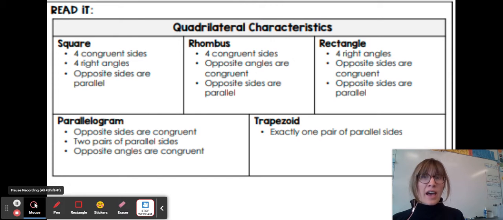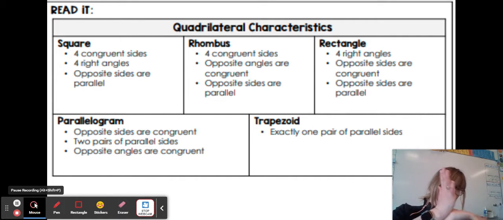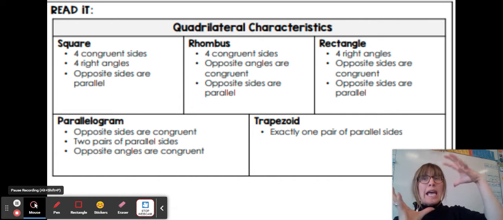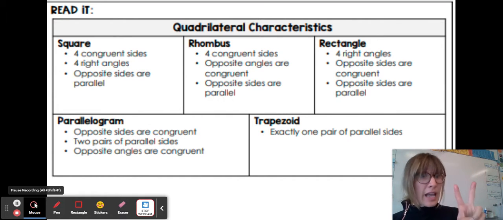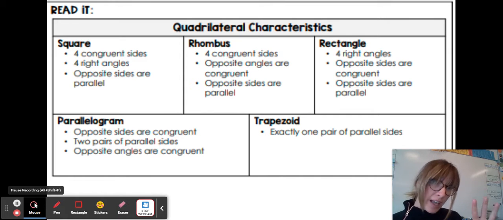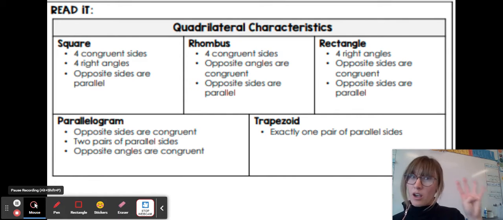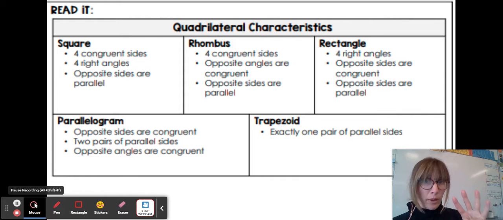Hi guys, so we're thinking about quadrilaterals, four-sided polygons, right? So a polygon has to have a closed shape, right? It can't have anything open. If you tipped it over, it'd have to be able to roll. It has to have straight sides, right? And it has to have at least three, but specifically in a quadrilateral, it has to have four. No less, no more, only four.